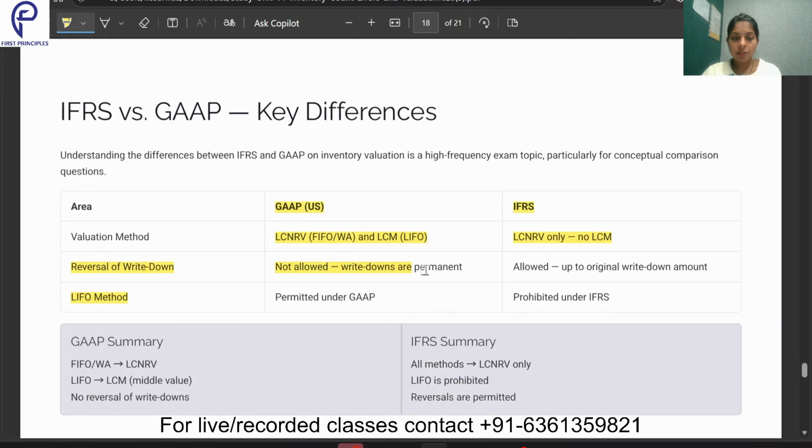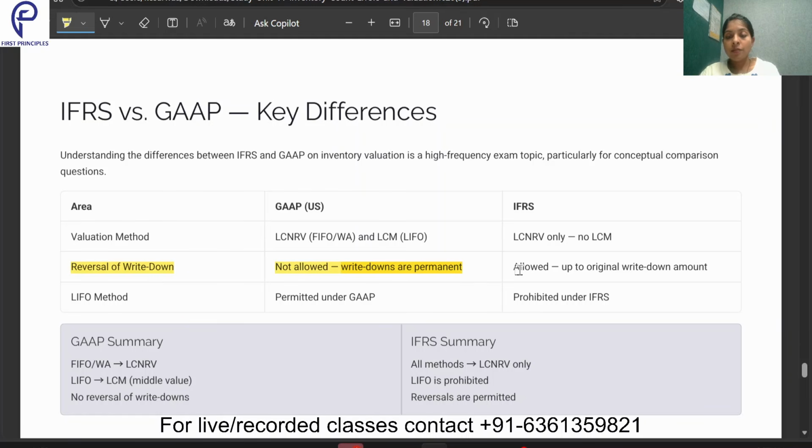Then a very important point, guys. Please pay attention. This point is very important from the point of view of your CMA US exams. Reversal of write down is not allowed under US GAAP. Reversals of write downs are not allowed because write downs are permanent.